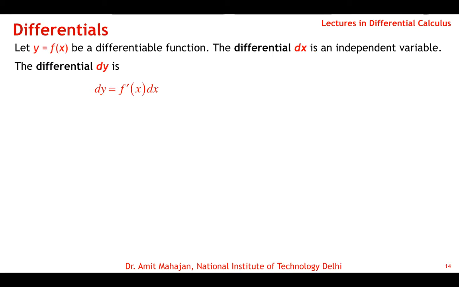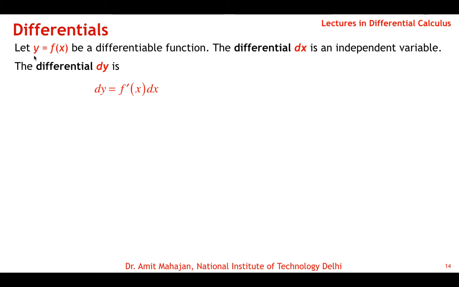The second thing that we are going to define is differentials. In derivatives we used two types of notations. One is the prime notation and the other is the operator notation, where we said that if y is equal to f(x) is a curve, then we can denote the derivative by dy by dx. Here the numerator dy and the denominator dx are called differentials. So let us define and see what exactly dy and dx mean.